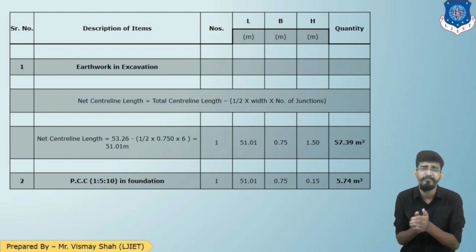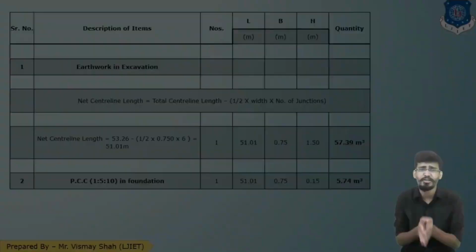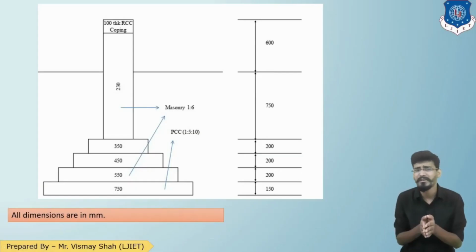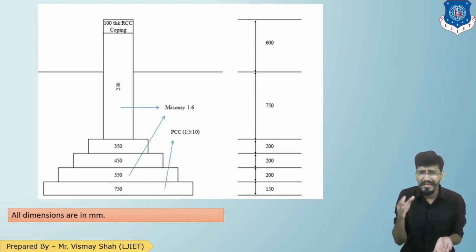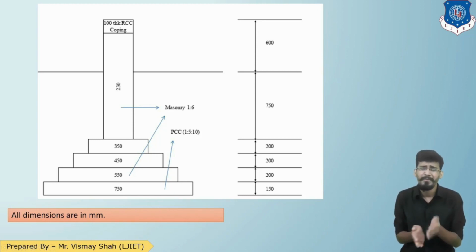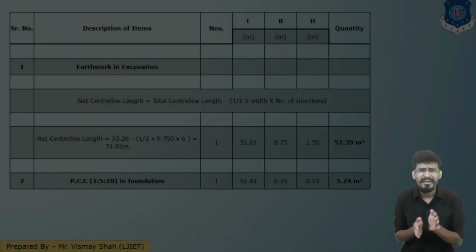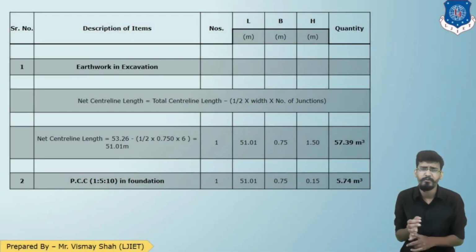Now we need to see about the width and height. Width and height we'll get from the section drawing. Let us look at the section drawing again. The excavation is the bottommost part of the foundation, so the width is 0.75, and the height for the excavation is what? Below the ground level. Adding up all the heights given below the ground level in the drawing, we'll get 1.5 meter. So coming back to the quantity calculation, we have the length 51.01, the width 0.75, and the height 1.5.